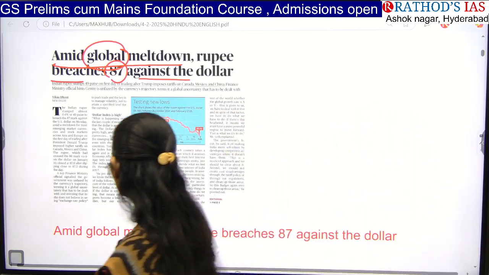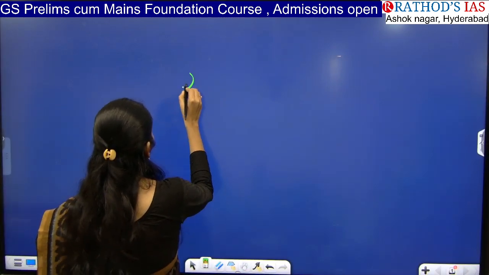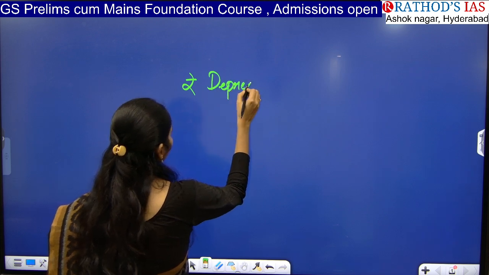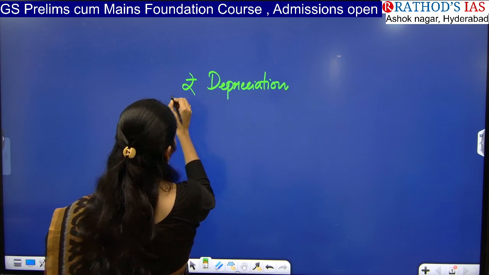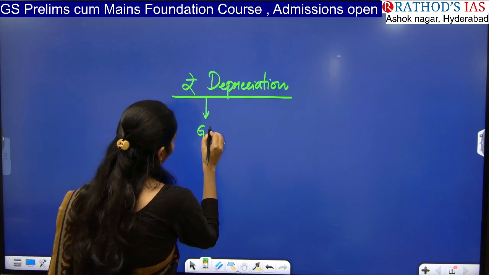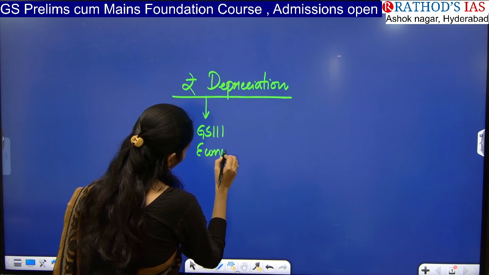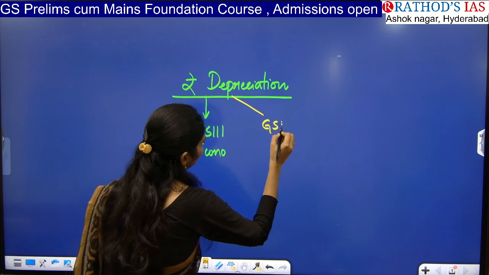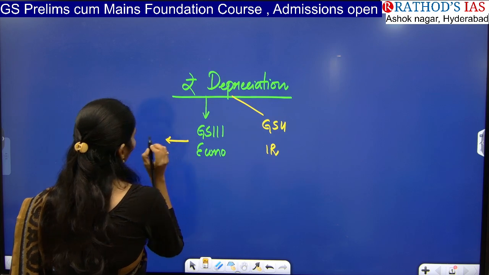Now let us see the keywords. So here the important keyword is rupee depreciation. This topic is important from your GS paper 3 under economy, and even from GS paper 2 under international relations. So what is important from economy?